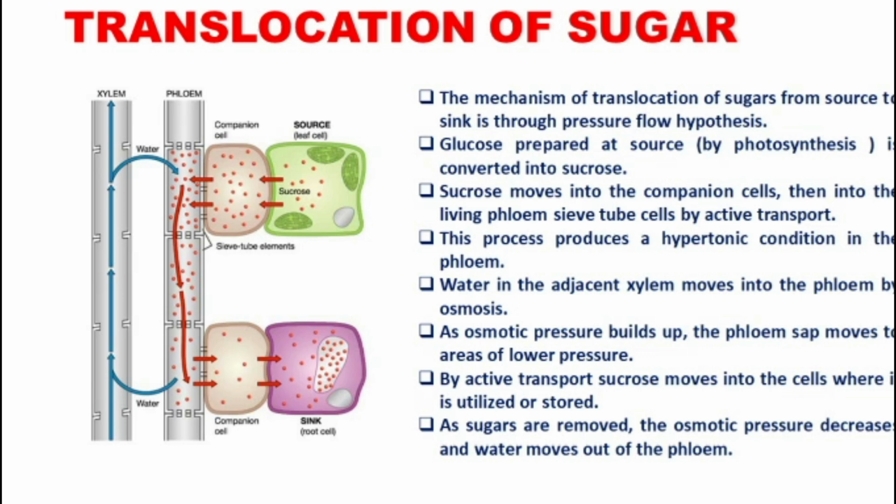As sugars are removed, the osmotic pressure decreases and water moves out of the phloem. So, whenever the food substances reach the required place or storage area, the concentration changes occur in the phloem vessels. As sugars are removed, the water moves out of the phloem.